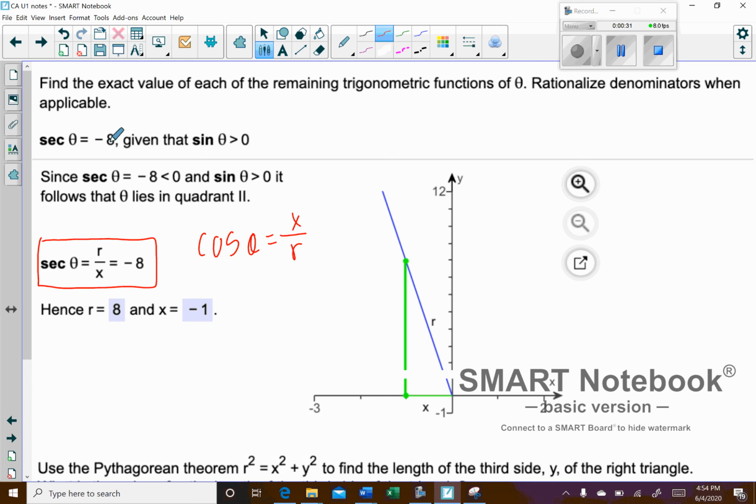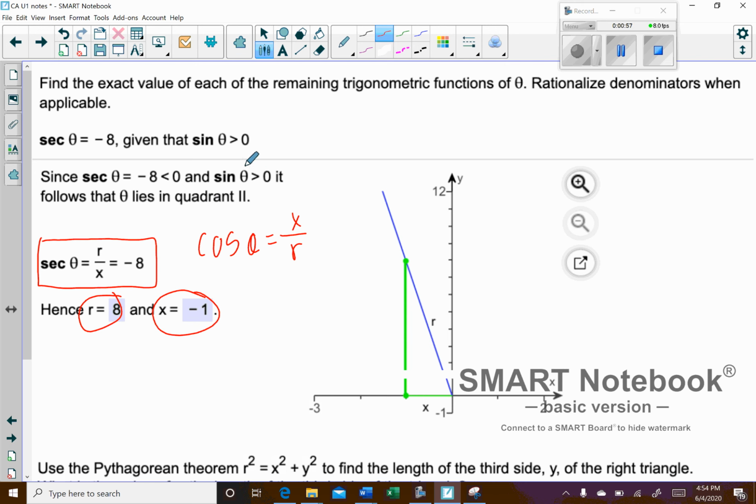Since it's -8, and R is always positive, that must mean that the R value is actually 8, and then X is -1, since that ratio right there comes back as -8. So the given information was that the secant of theta is -8, and that sine is greater than 0.